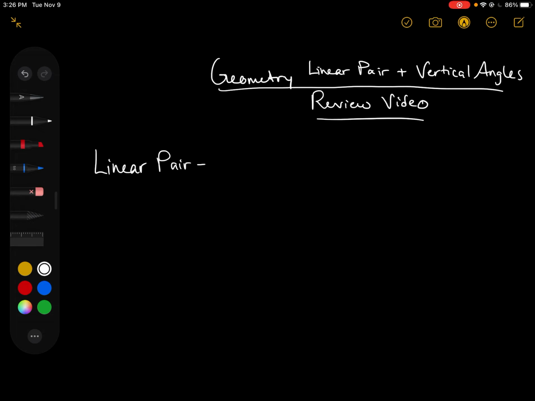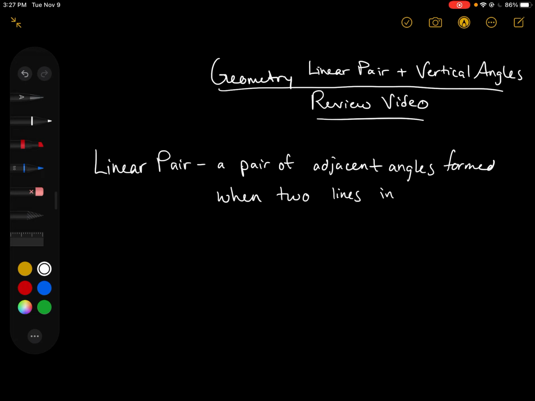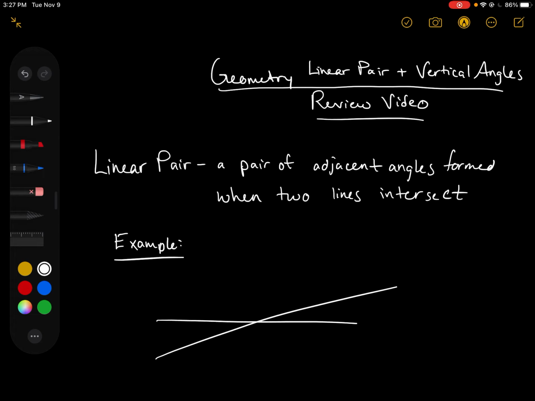So a linear pair is a pair of adjacent angles formed when two lines intersect. An example of a linear pair is, let's say we have this line and this line. Adjacent angles is a fancy way of saying next to.